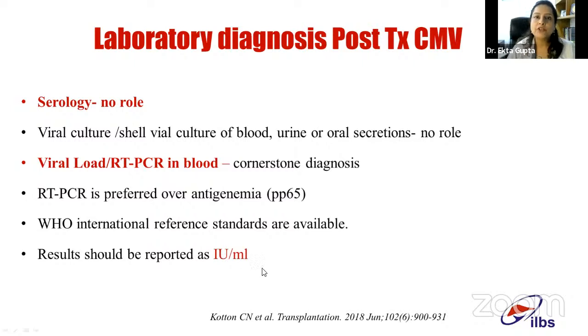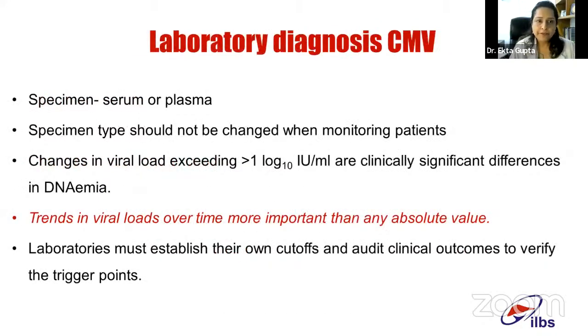CMV was one infection which used to be reported in copies per ml, and now the international standard gives a uniform approach. We try to give all reports in international units so that you can compare your reports. You don't have to say, okay, these many copies because I use this system, while some other center says their system gives these many copies. Once you use WHO standards in reporting, you can compare results across machines.